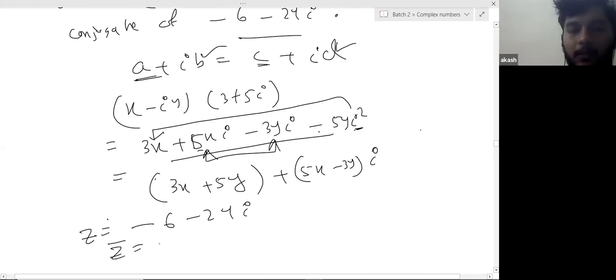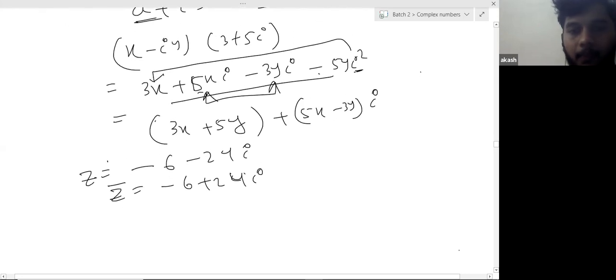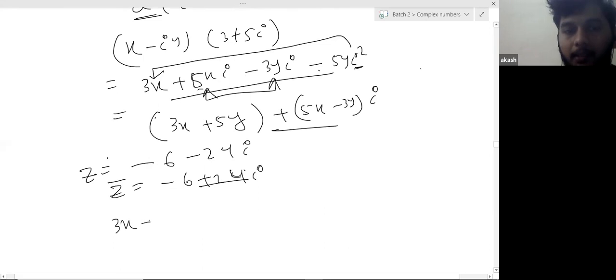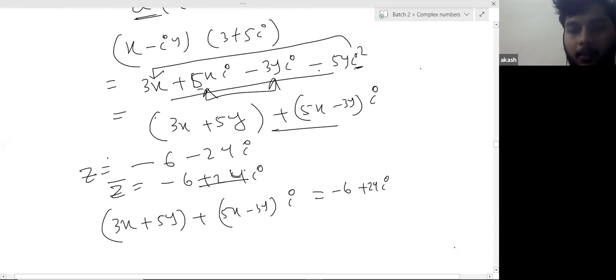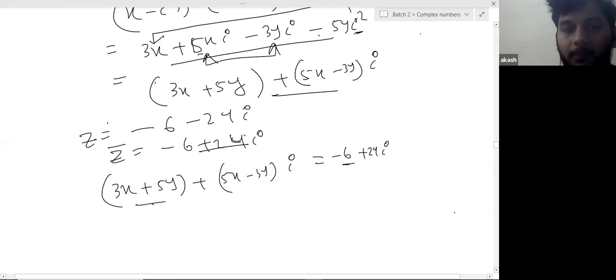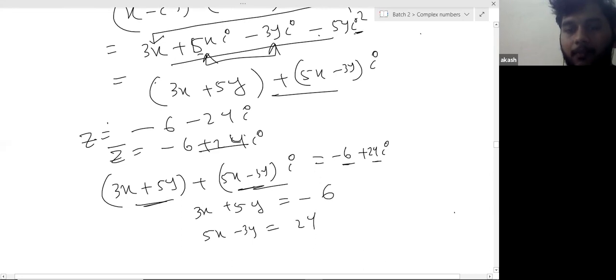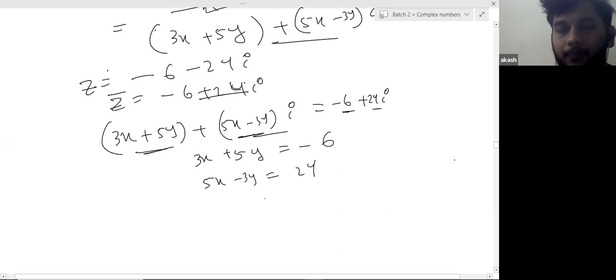So if the complex number is this, then the conjugate is minus 6 plus 24i. They said these two are equal. So 3x plus 5y plus 5x minus 3y times i equals minus 6 plus 24i. We know that if two complex numbers are equal, then real parts are equal and imaginary parts are equal. So I can write 3x plus 5y equals minus 6 and 5x minus 3y equals 24. Any doubts till now? Okay, I guess not.